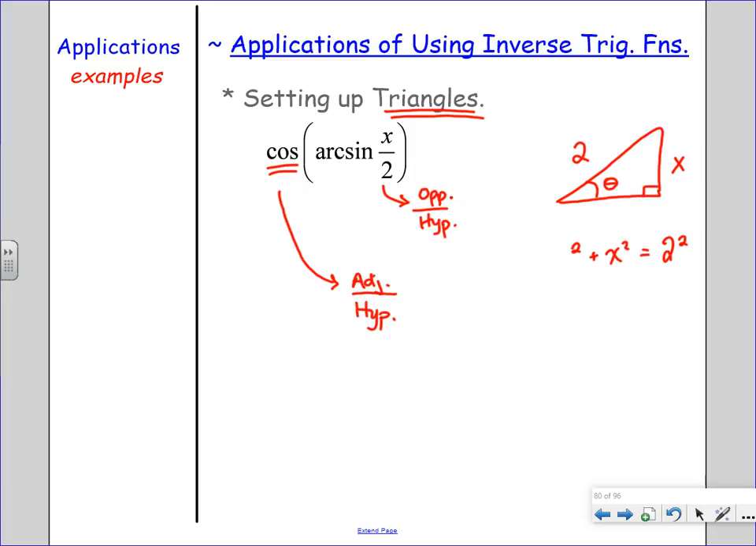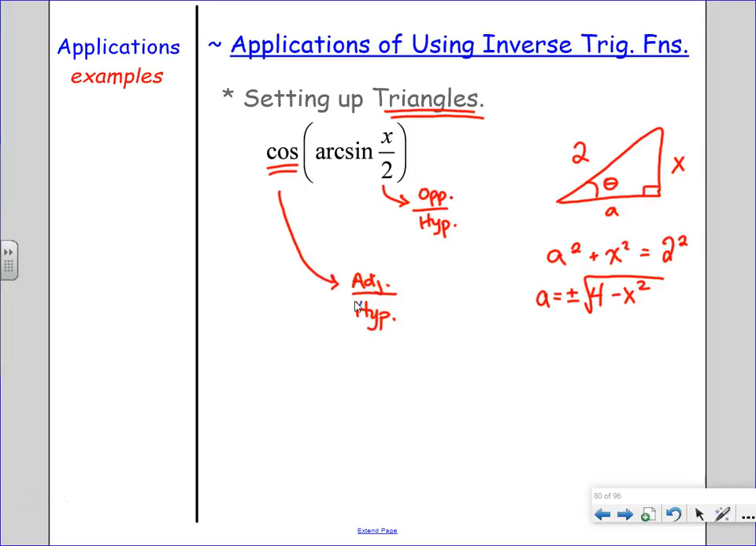Let's make it like a little a for adjacent, because that's who we're solving for. Let's solve for a, which is going to end up, just to be quick, 2 squared is 4 minus x squared, plus or minus square root.